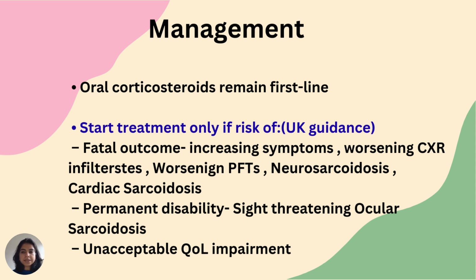Management wise, for sarcoidosis, oral corticosteroids remain the first line. Though this comes with the caveat that sarcoidosis has a very high rate of remission, so the treatment should only be started if there is a risk of fatal outcome, if the patient has increasingly worsening symptoms, worsening of chest X-ray infiltrates and worsening of lung function tests, development of neurosarcoidosis or cardiac sarcoidosis, if there is any kind of possibility of permanent disability, especially with involvement of eyes, or if there is unacceptable quality of life.